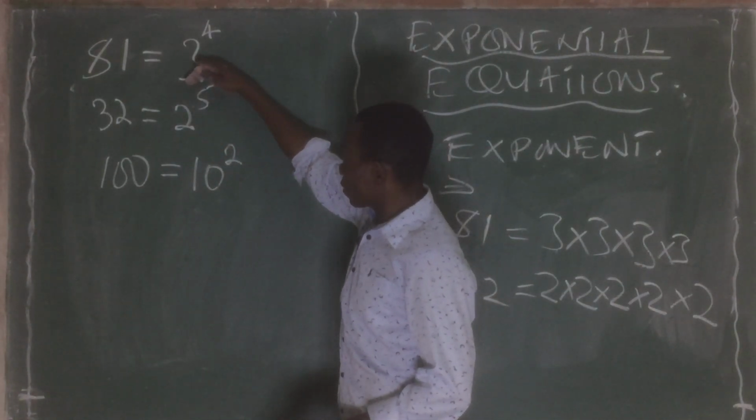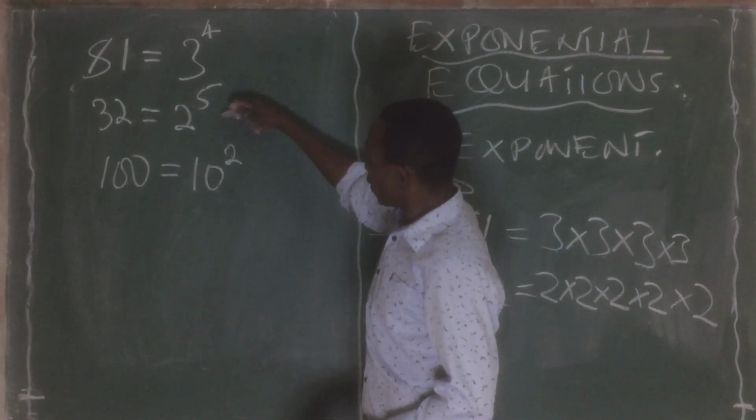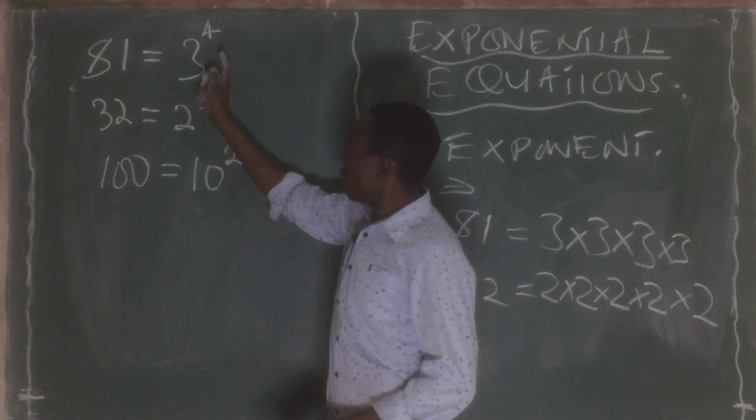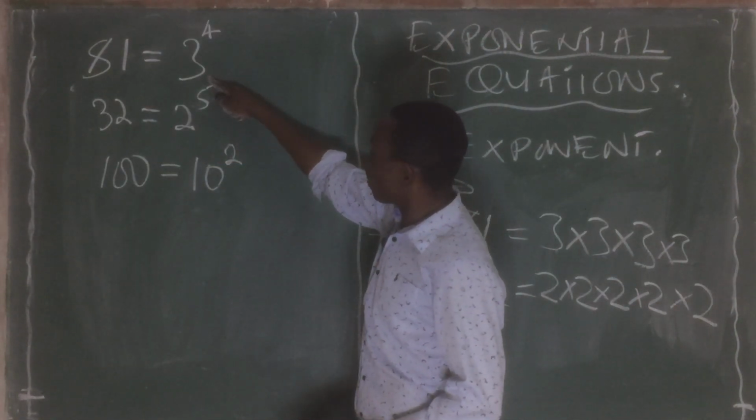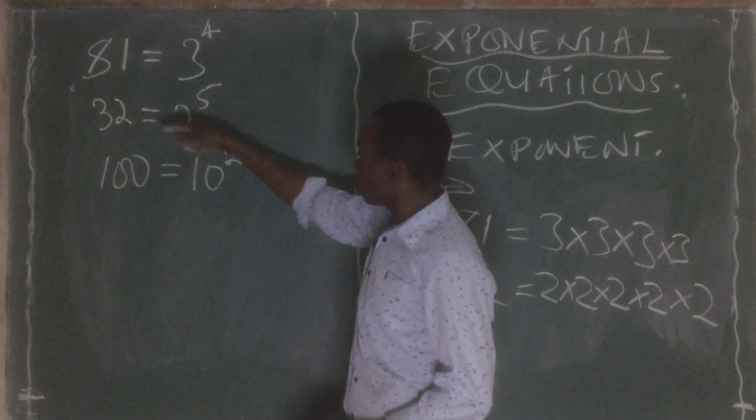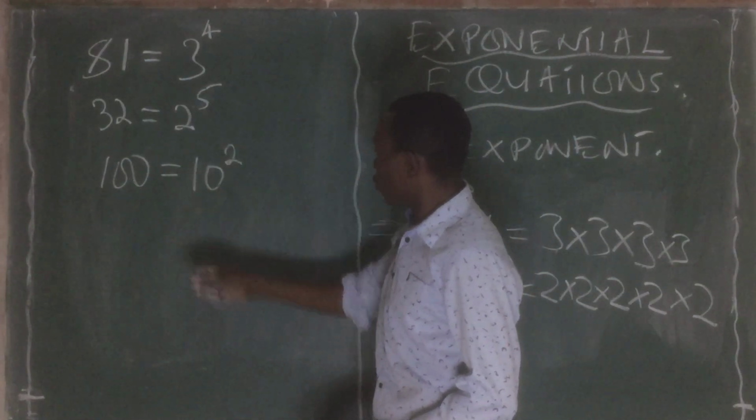These lower numbers are factors. But the numbers on top are telling us how many times you multiply a factor of 81 to get 81 itself. I multiply the 3 4 times to get 81. The same, 5 times to get 32. And I multiply 10 2 times to get 100.